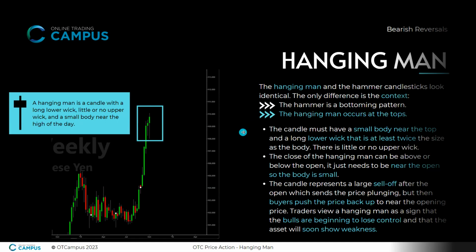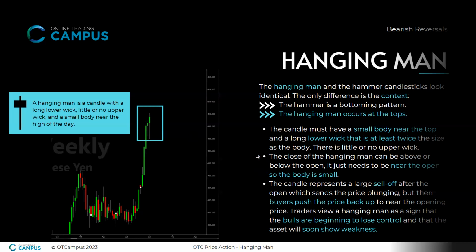The candle must have a small body near the top and a long lower wick that is at least twice the size of the body. There's little or no upper wick. Okay, means here a small body. It is not super small, but okay, it's small at the top. We have a long lower wick, and a small wick on the top. That's fine. And the open is also clear open here in the highs.